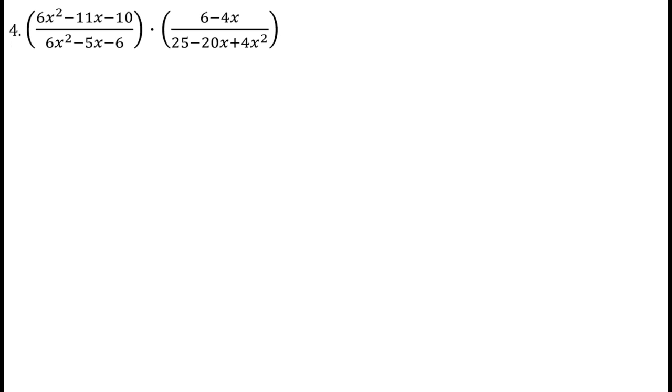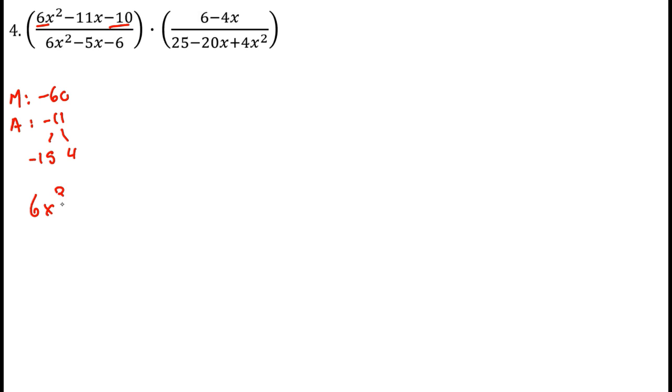Number 4. Alrighty. So that's a trinomial with a leading coefficient that is not 1, so I need to use the AC method. What multiplies to negative 60 and adds to negative 11? Well, what two numbers do that? Hopefully you said negative 15 and 4.